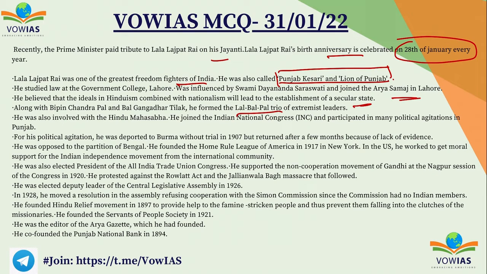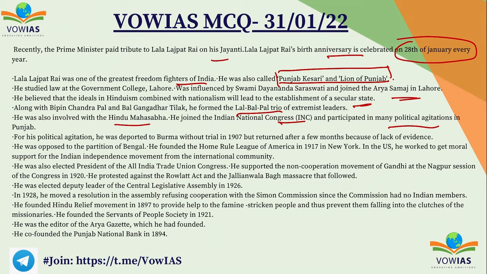Along with Bipin Chandra Pal and Bal Gangadhar Tilak, he formed the Lal Bal Pal trio of the extremist leaders. He was involved with the Hindu Mahasabha. He joined the Indian National Congress and participated in many political agitations in Punjab. For his political agitation, he was deported to Burma in 1907 but returned after a few months because of lack of evidence. He opposed the partition of Bengal.